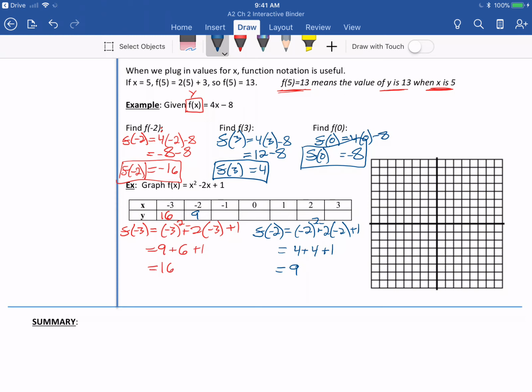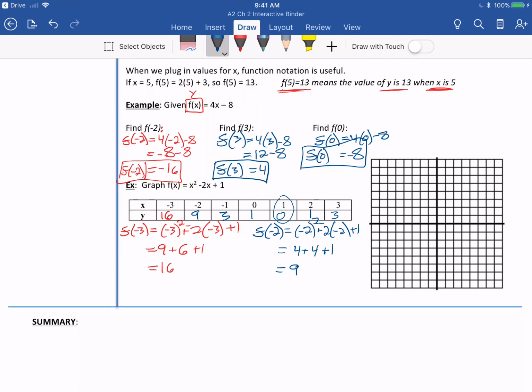Okay, so if you guys want to practice on that, please go through and plug the rest of these in. But I'm just going to shout out the answers here. f of -1 is 3. f of 0 is 1. f of 1 is 0. f of 2 is 1, and then f of 3 is 3.